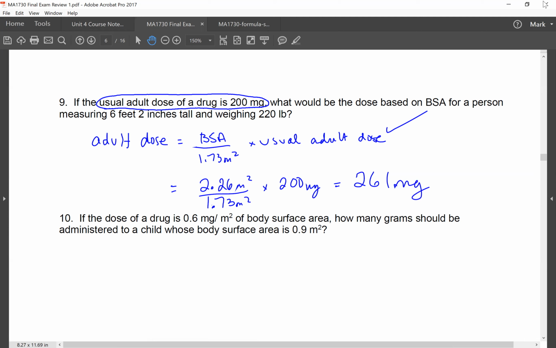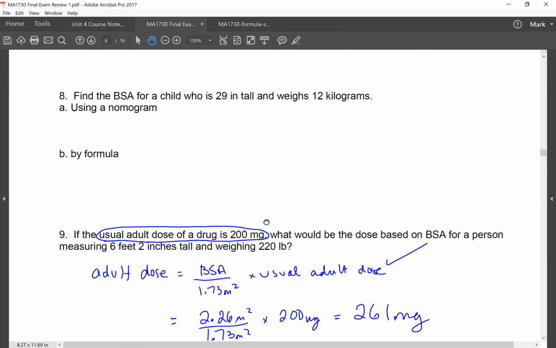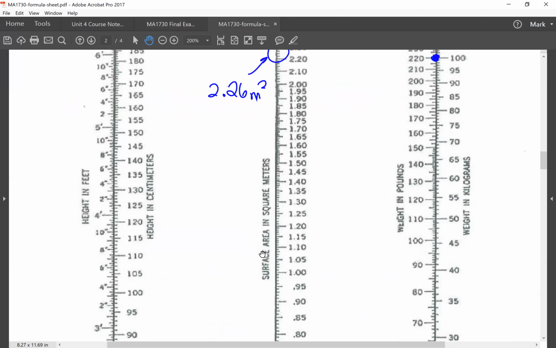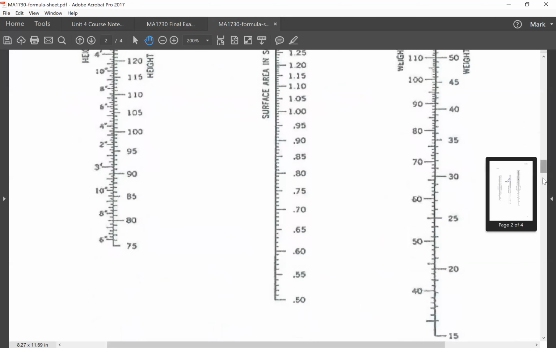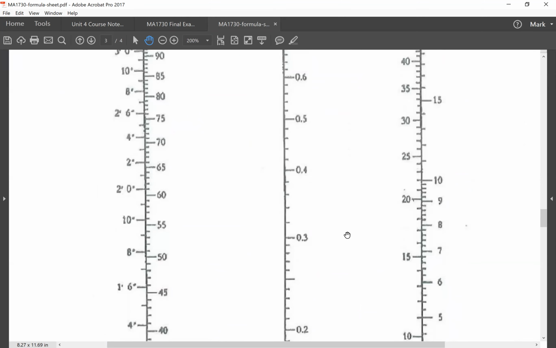Okay, so I have a private message here. I'll read this out to you. It says, can you please show where the 29 inches on the nomogram will be in question 8? Okay, so let me scroll up here. If you look at question 8, it says find the BSA for a child who is 29 inches tall and 12 kilograms. So I go to my formula sheet. I go to the child table, and it says 29 inches.